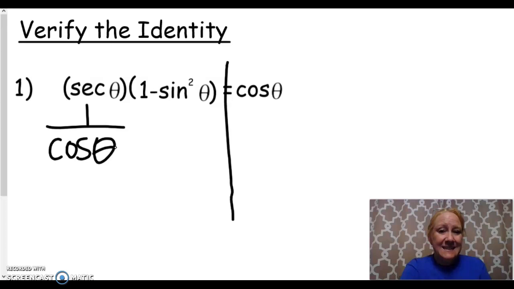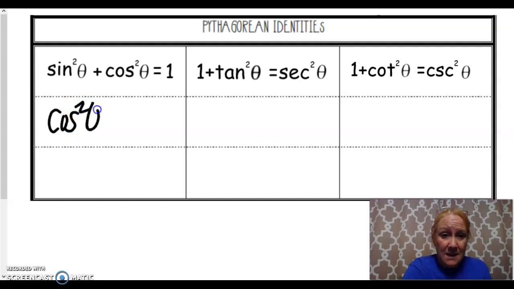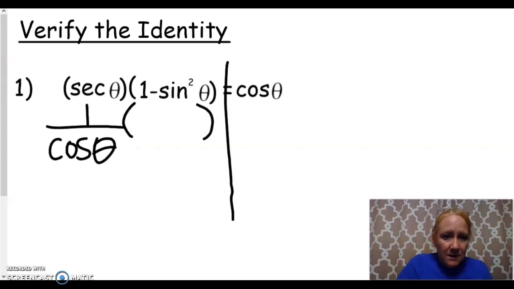And then this 1 minus sine squared theta. So I look back to here and I'm like, ooh, sine squared theta plus cosine squared theta equals 1. Do you remember we talked through this in the last video? That means cosine squared theta equals 1 minus sine squared theta. So whenever you see a sine squared or a cosine squared, you think Pythagorean identity. So right here, this 1 minus sine squared theta is the same as cosine squared theta.